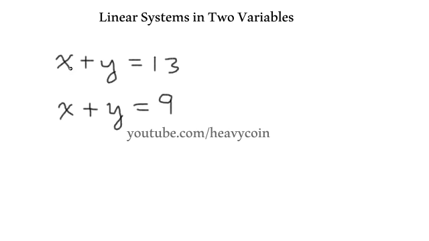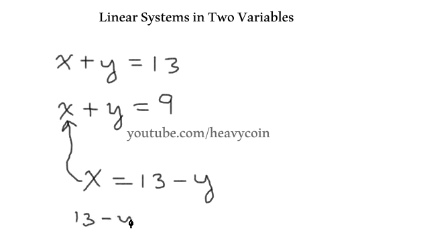So what we're going to want to do here is solve for x or y in this problem. It doesn't matter. I'm going to solve for x. So x is equal to 13 minus y. You see I just took this y to the other side. And then I'm going to take this x right here and replace it with 13 minus y. So we're going to have 13 minus y plus y is equal to 9.